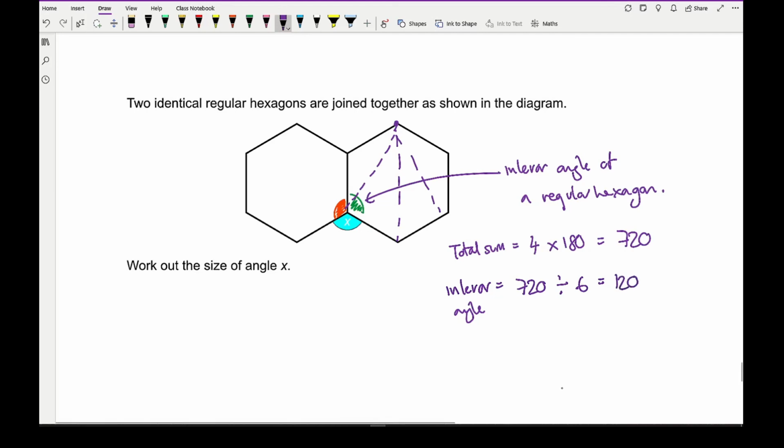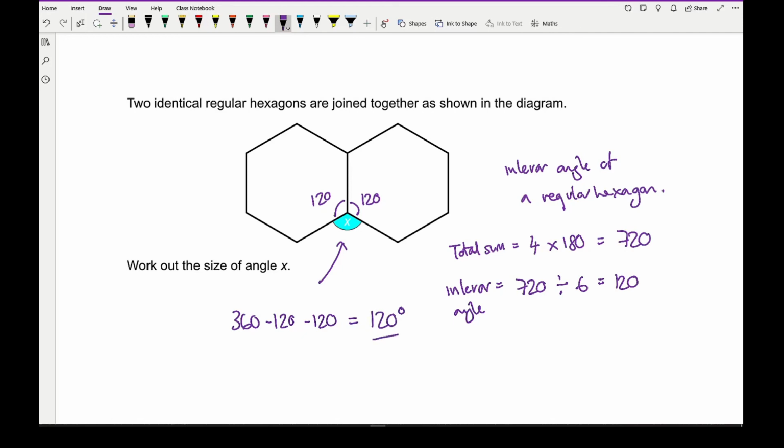So that means that if I just get rid of all of these markings just to make it a little bit easier to see, this angle here is 120 and this angle here is 120. And so to work out what angle x is, I need to do 360 minus 120 minus 120, which gives me the answer of, surprise surprise, 120 degrees, and there is my final answer.